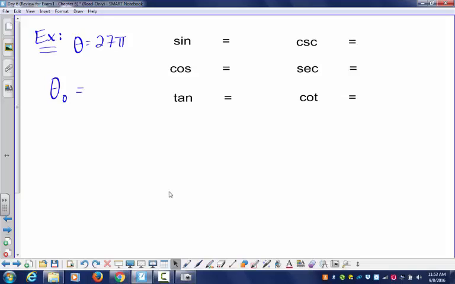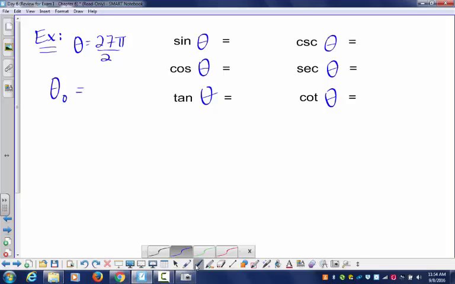What would be our theta naught if we want to rotate backwards 2 pi, 2 pi, 2 pi, and so on? Just pi again. So that's not so interesting. Let's change it a little. Let's put a 2 under it here, to make it a little more interesting, because we just did a pi.